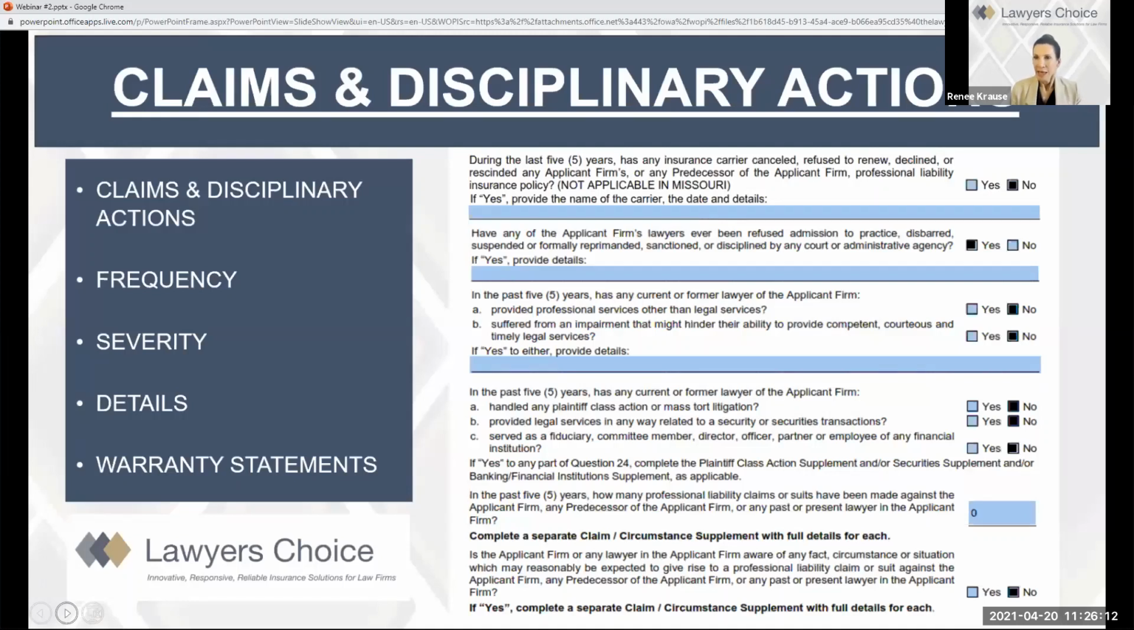And then at the end of the application, you'll always have a warranty statement. And that's simply saying that, to the best of our knowledge, everything we have included here is truthful.